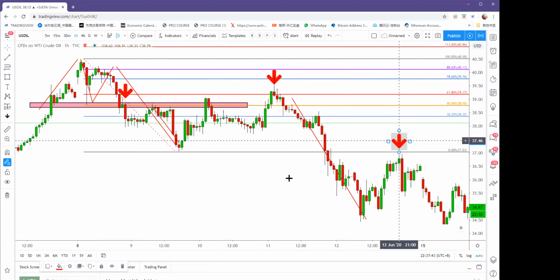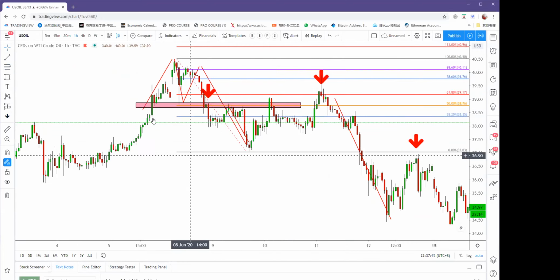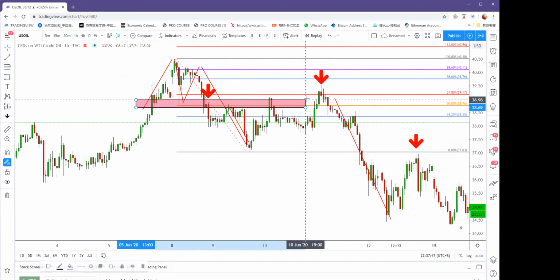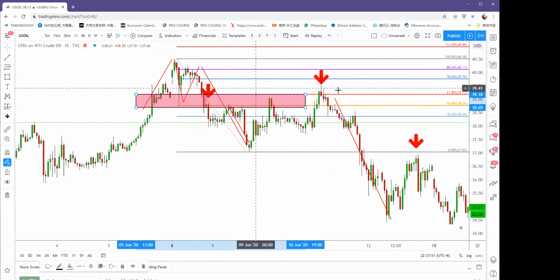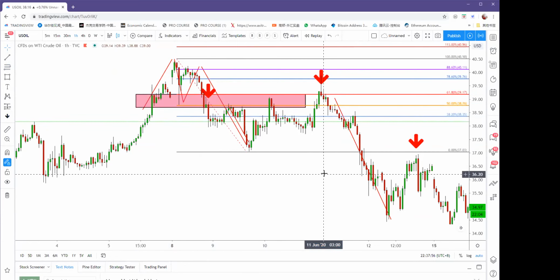Before the market moves, you have to find those good entry points. Use the structure, use the double top, use the neckline, use the 618, use whatever tools you have to create a trading plan.